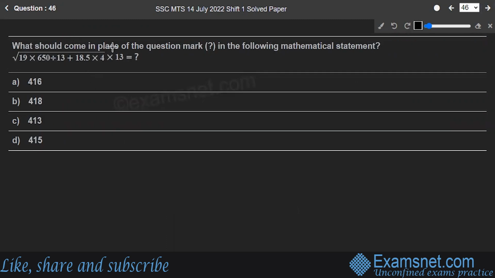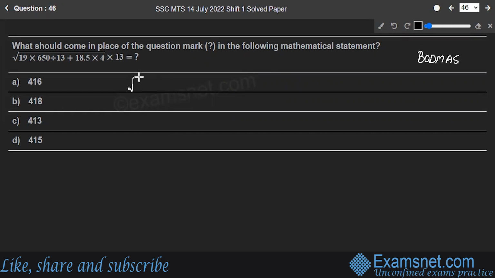What should come in place of the question mark in the following mathematical statement? So you have to evaluate this whole equation to find out what will come on the RHS. Need to take care because the BODMAS rule will be followed over here. Nothing much special. So let's go with the solution.